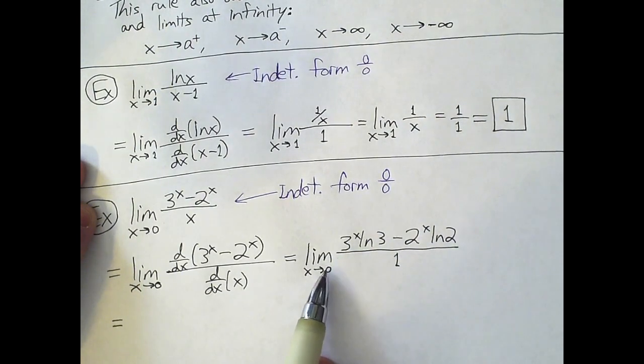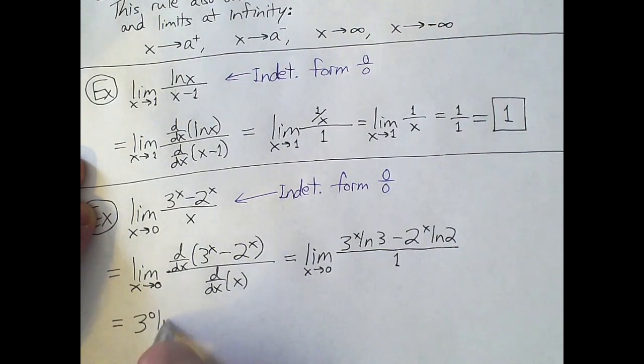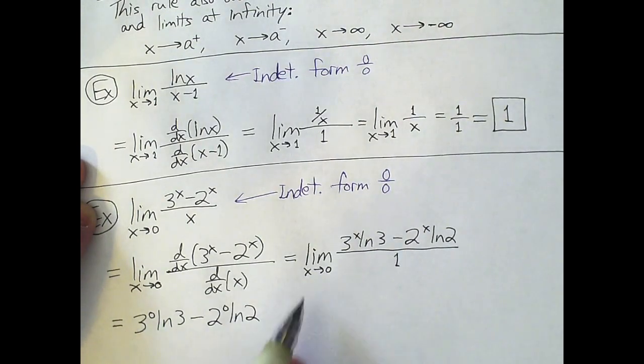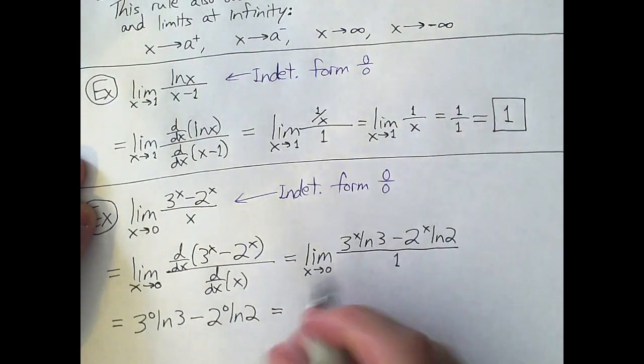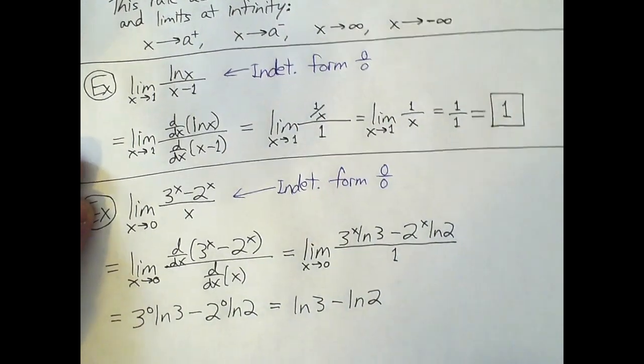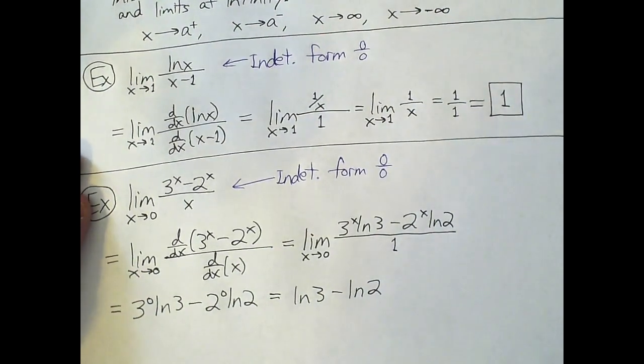Exponential functions are continuous, so it is okay to just plug in 3 to the 0 and 2 to the 0. So this is 3 to the 0 ln 3 minus 2 to the 0 ln 2. Notice that I didn't write limit in front of this step because we've already evaluated the limit. You should put equal signs between expressions and you should write limit in front of limits, but I'm not writing it here because we already dealt with it. This is ln 3 minus ln 2. Is that the answer? Yeah, I mean, that's basically it.